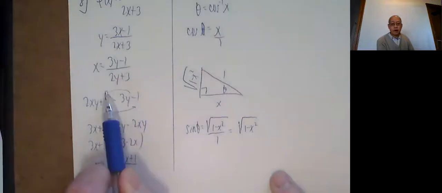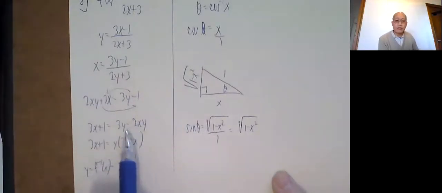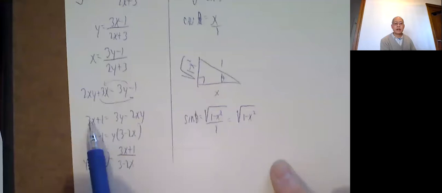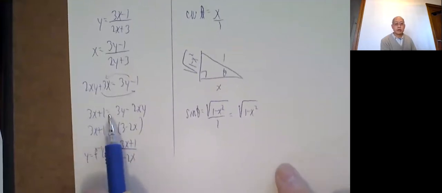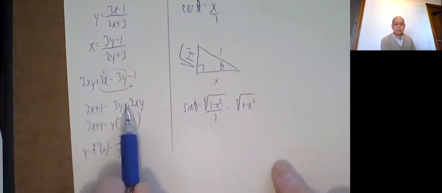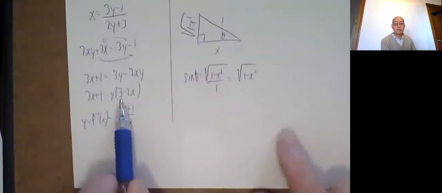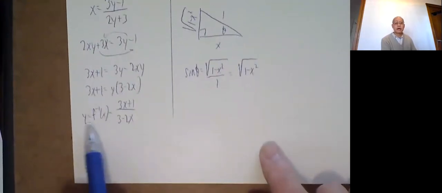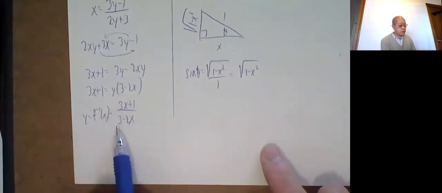Okay, I move the 1 over there, and I move the 2xy over there. So that way I have all the y's on the right side and non-y's on the left. 3x plus 1 equals 3y minus 2xy. Factor out the y. 3 minus 2x, divide by 3 minus 2x. So y equals f inverse of x equals (3x plus 1) over (3 minus 2x).